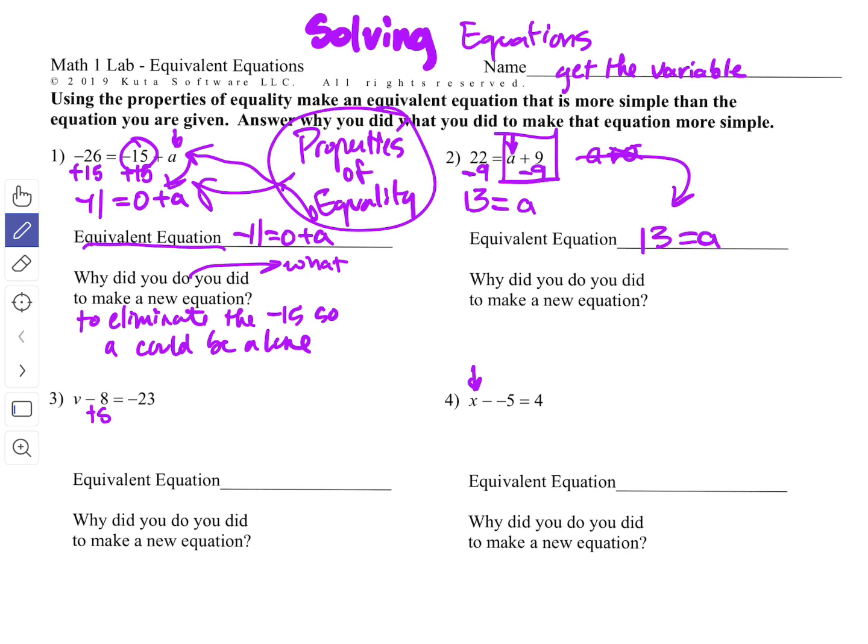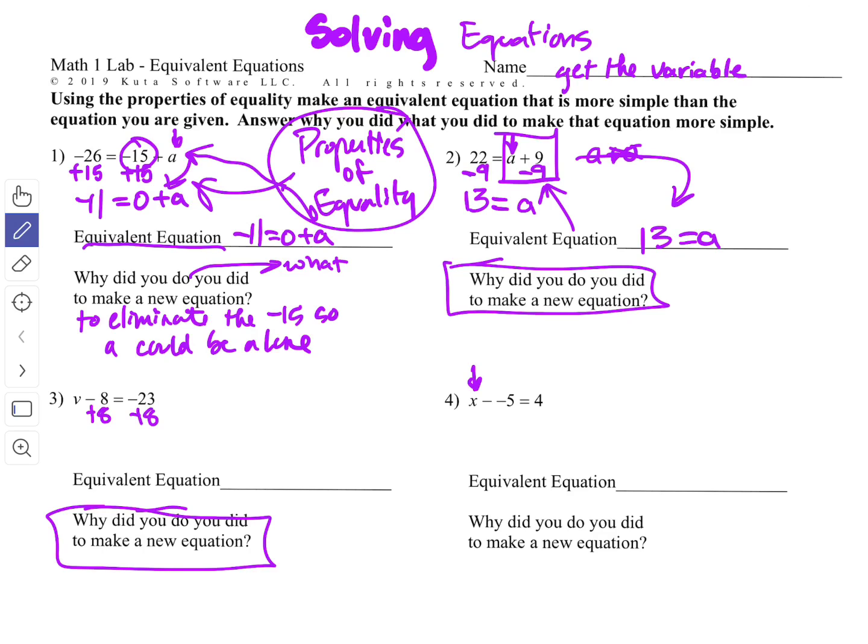So in this case, I'm going to add 8 to both sides so that by adding 8 to that minus 8, we simplify and make it a lot easier equation, which is the whole reason we're doing all this when we solve, okay? Which is kind of what this worksheet was trying to get at, all right?